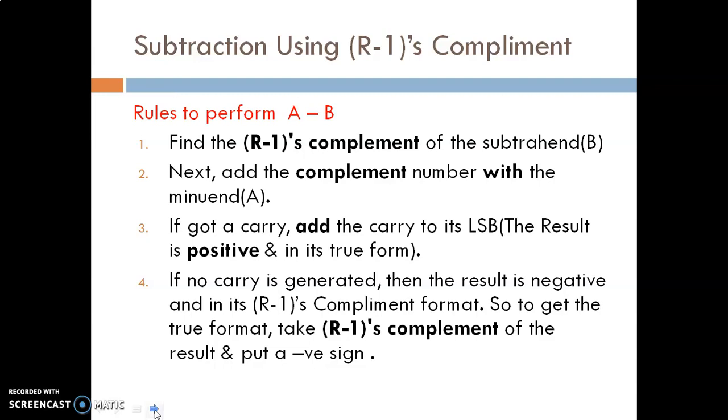So what is the general rule for performing subtraction using the r minus 1 complement method? The rules are, you find the r minus 1's complement of the subtrahend, and then you add the complement to the minuend. If you generate a carry, then that carry will be added to the LSB and the result is positive and in true form. And if no carry is generated, it means that the result is negative and will be in r minus 1 complement format. So to get the result in true format, take the r minus 1's complement of the result and put a negative sign.